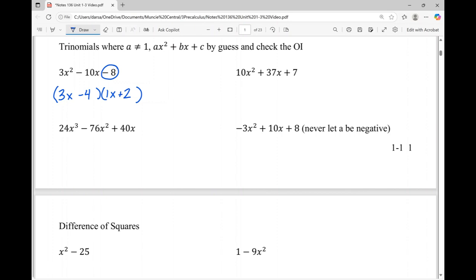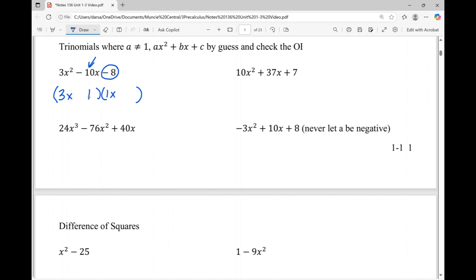Now we have to do what I call check the outsides and insides, or the OI. So if we multiply the 3x times the 2x plus the -4 times the 1, when we put them together they will give us this center term, which should be a -10. So -4 times 1x will be -4x, and 3 times 2 will be 6x. Is 6x minus 4x -10x? No.